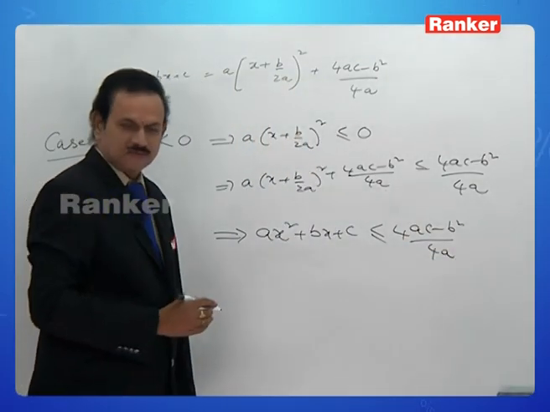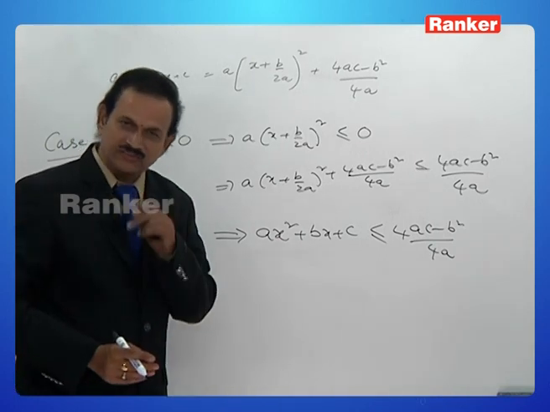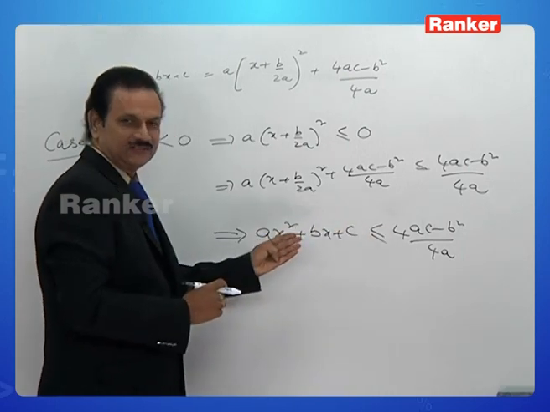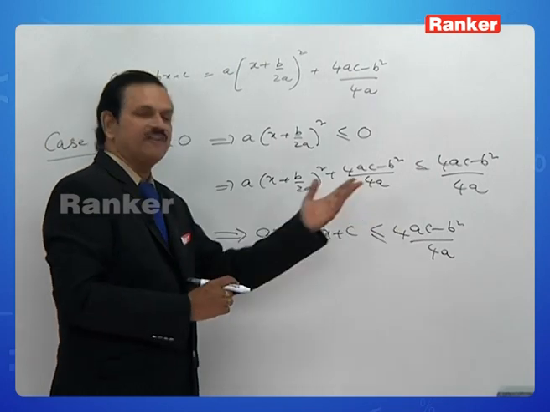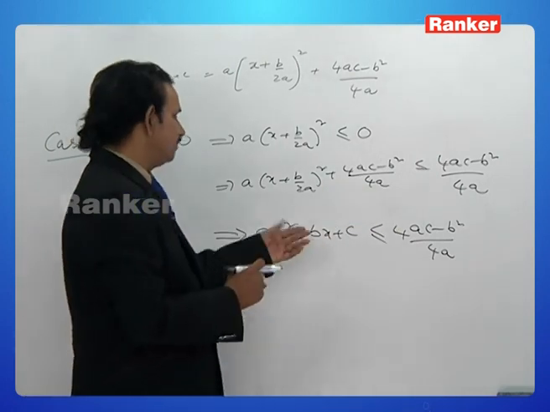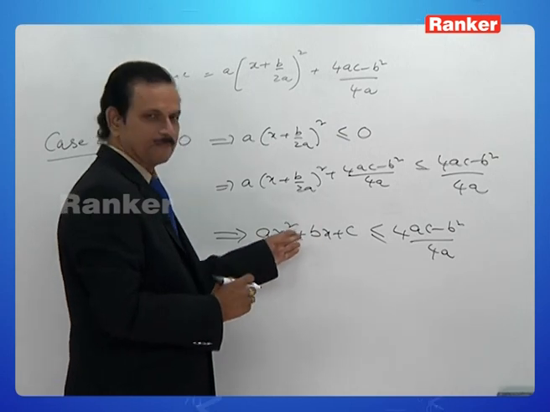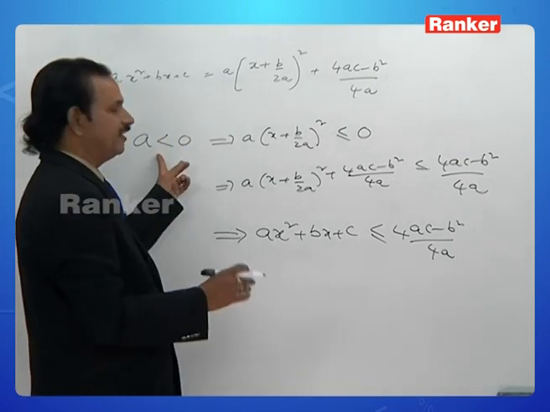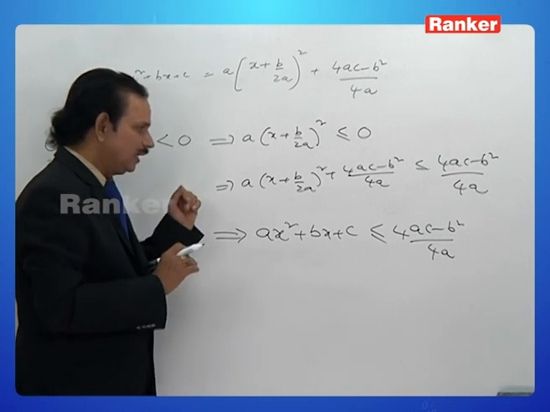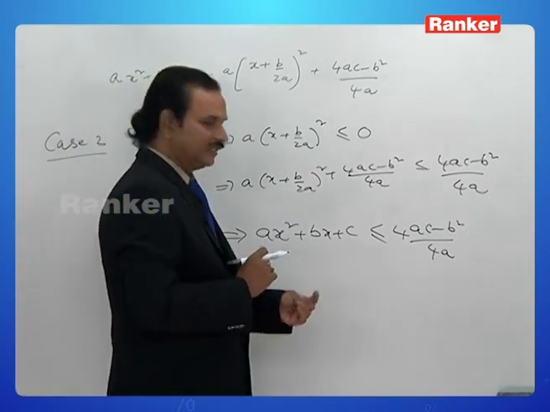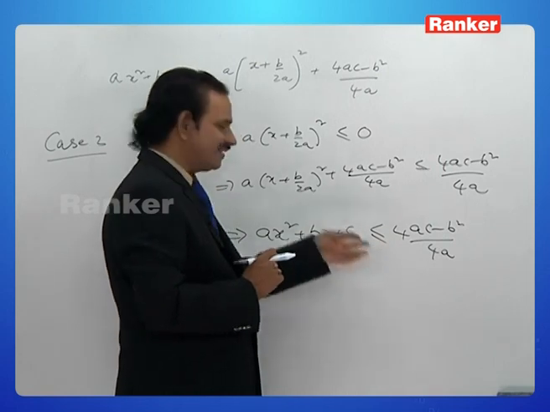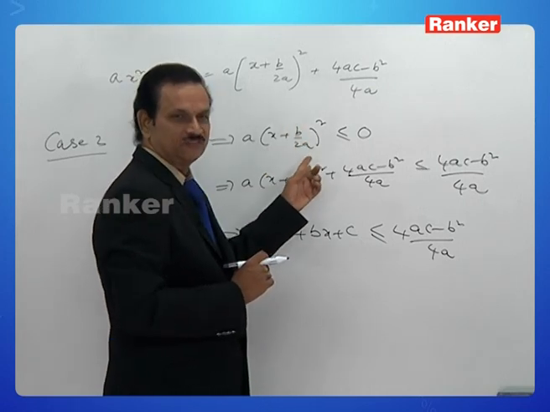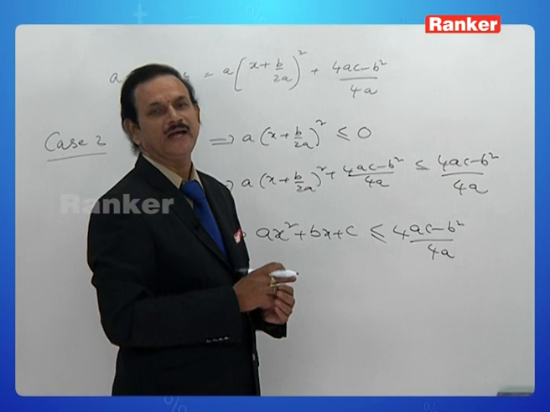As in the previous case, we will be able to conclude two things once again. The first thing, this expression is always less than or equal to this. That is, this can never exceed (4ac minus b square) by 4a. That is, the maximum value of the expression ax square plus bx plus c is (4ac minus b square) by 4a, when a is less than 0 only. Moreover, this maximum value is attained only when x plus b by 2a is 0, that is x is equal to minus b by 2a.